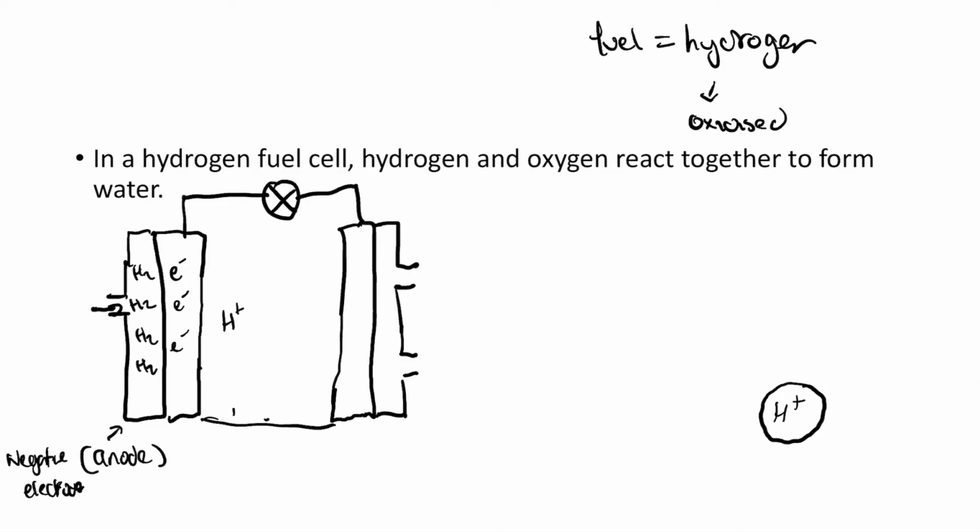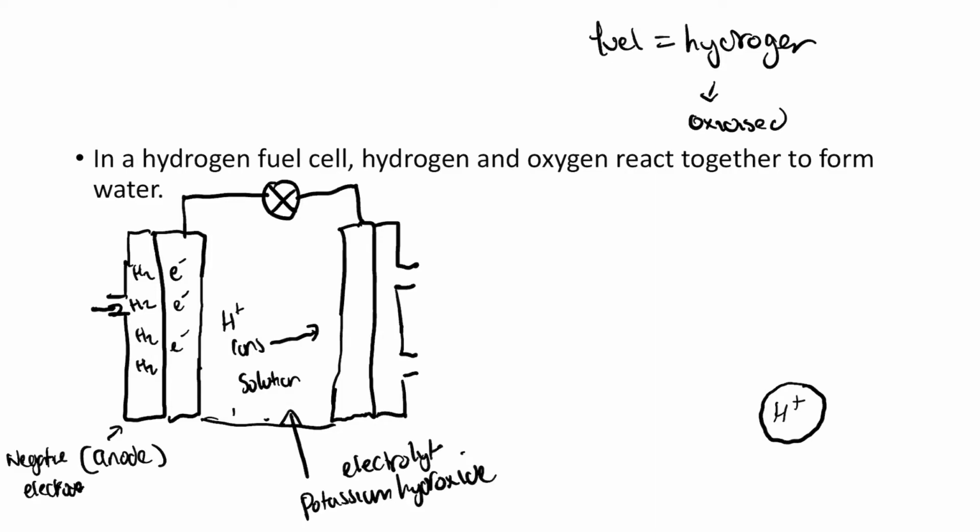And these H+ ions move through the solution, or the electrolyte. Now, the electrolyte in hydrogen oxygen fuel cells is usually potassium hydroxide. Okay, so that's usually the electrolyte for hydrogen oxygen fuel cells. Now, what happens now is that these electrons can flow through the circuit to the positive electrode. So this here is the positive electrode, and we call that the cathode.